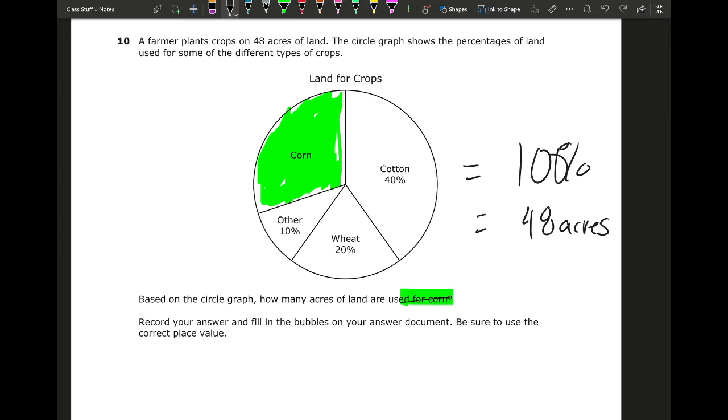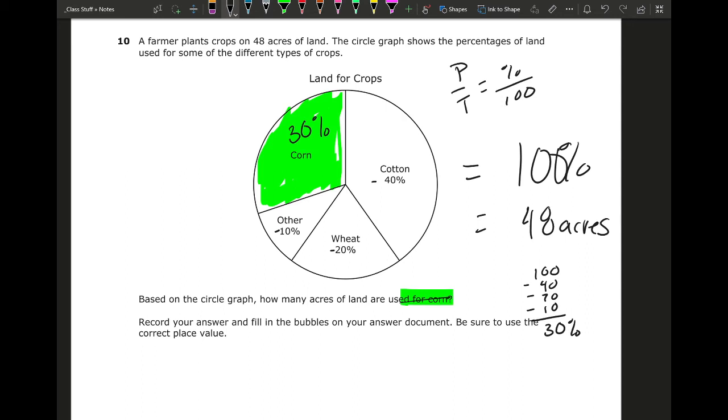So this can easily be a part over total equals percent over 100. The thing is that I don't know what percent that is, but I can easily find what percent that is. So if I do 100 minus 40 minus 20 minus 10, what percent is corn going to be left with? So 100 minus 40 is 60, minus 20 is 40, minus 10 is 30. So that's going to be 30%. Again, you do 100 minus 40 minus 20 minus 10, which gives you 30 for corn.